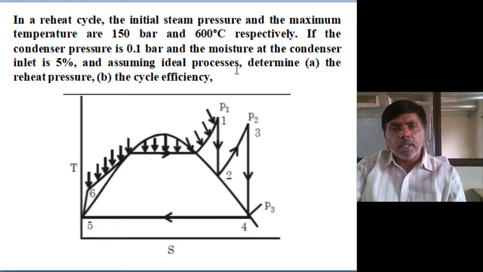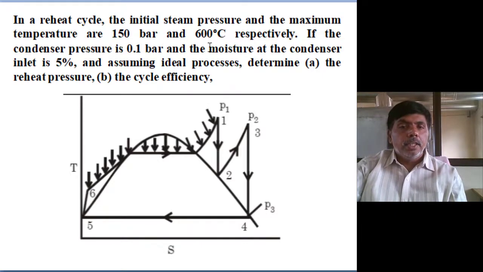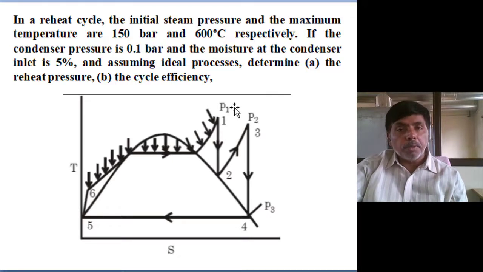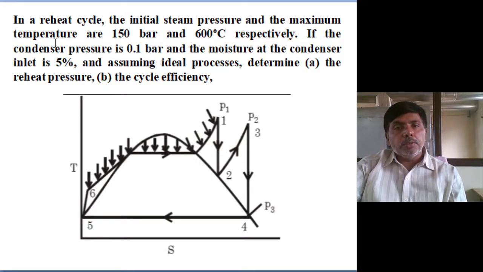This is, I think, a P.K. Nag textbook unsolved problem. We will solve this one. In a reheat cycle, the initial steam pressure and the maximum temperature are 150 bar and 600 degrees centigrade. Regarding the reheat temperature I already mentioned, you can assume the reheat temperature is the same as the superheated temperature. Is it given in the problem or not? It's fixed.